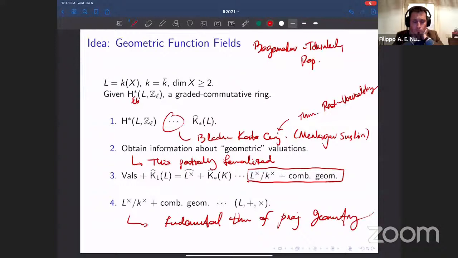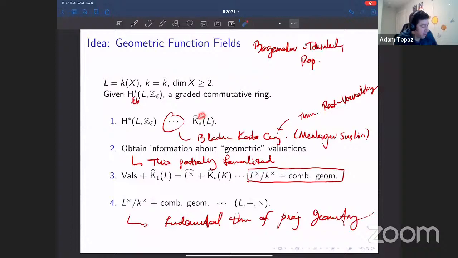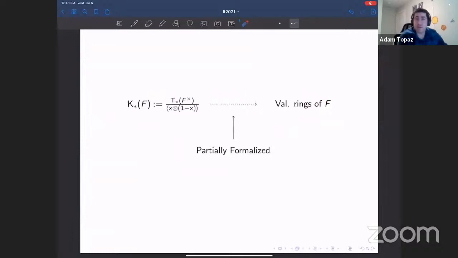As I mentioned, the process of reconstructing information about valuation rings of F from the Milnor K-theory of F, this K star here, I should have said, was the Milnor K-theory, is something that's now been partially formalized. So let me just explain what object we have here before I move on to some Lean code.